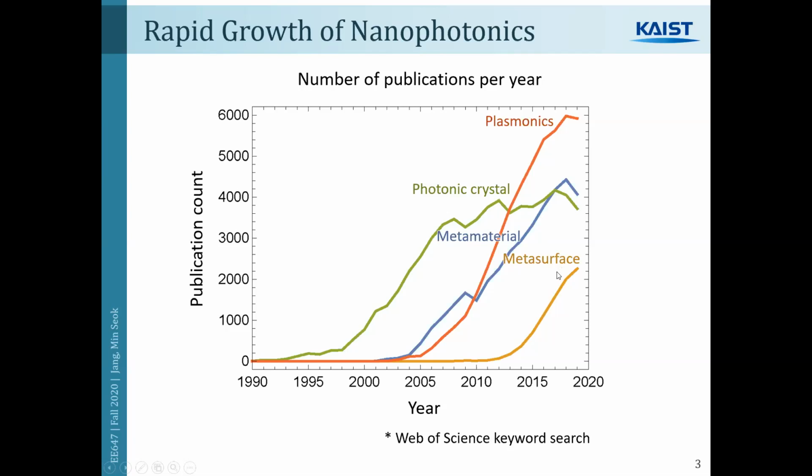And metasurface is the most recent topic. A metasurface is nothing but a two-dimensional version of a metamaterial. But because it is much easier to create, it has gained a lot of popularity in recent years. You can see that around 2012, 2013, it starts to become popular, and now it's a rapidly increasing field. So the reason why I bring up this chart is that I wanted to stress that the field of nanophotonics is rapidly growing, so it's worth learning.